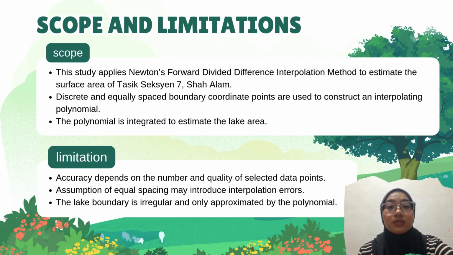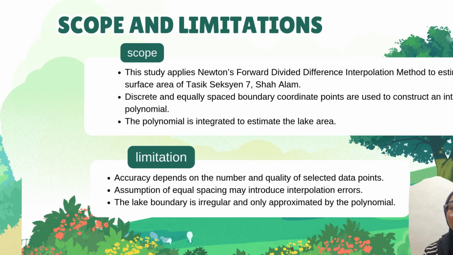However, several limitations are present in this study, which is the accuracy of the estimated area depends strongly on the number and quality of the selected data. Since the Newton forward method assumes equal spacing between points, any slight inconsistency in spacing may lead to interpolation error. In addition, the actual boundary of the lake is complex and irregular, and the interpolating polynomial can only provide an approximation rather than an exact representation.